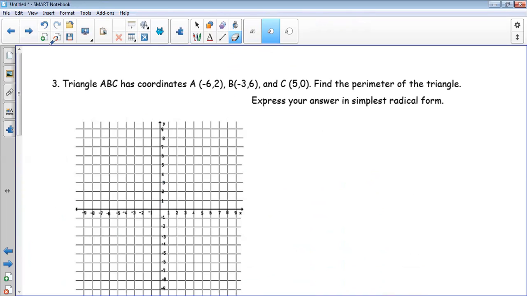So, number 3. Triangle ABC has coordinates A, negative 6, 2, B, negative 3, 6, and C, 5, 0. Find the perimeter of the triangle and express your answer in simplest radical form. So, negative 6, 2, that's A. Negative 3, 6, that's B. And 5, 0 is C.